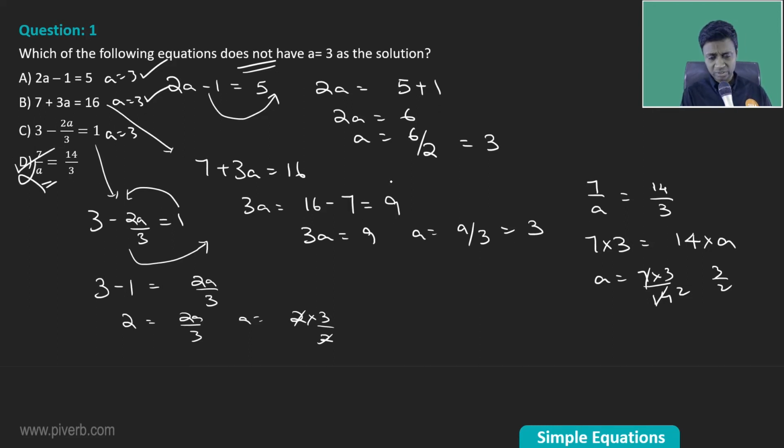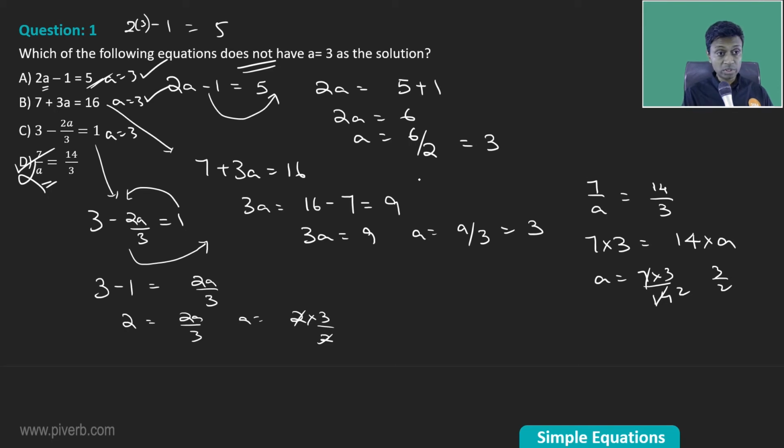The other way of doing this: if A equal to 3 were a solution, then all you have to do is substitute A equal to 3 and then verify that. Try that method. 2A minus 1 equal to 5. 2 into 3 minus 1. Is it equal to 5? 6 minus 1, 5. That works.